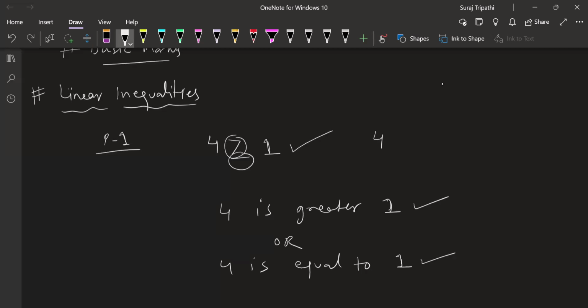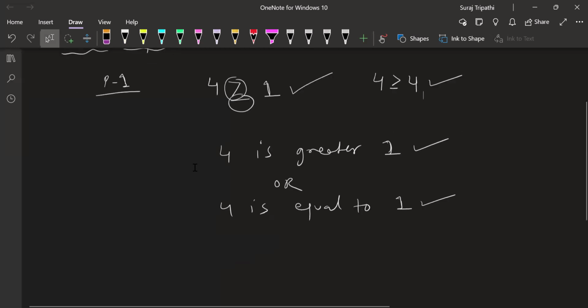Similarly, if I am writing 4 is greater than or equal to 4, here also 4 is not greater than 4, but it is equal to. So any one of them should be correct, right? So this one is also correct. This is property 1.